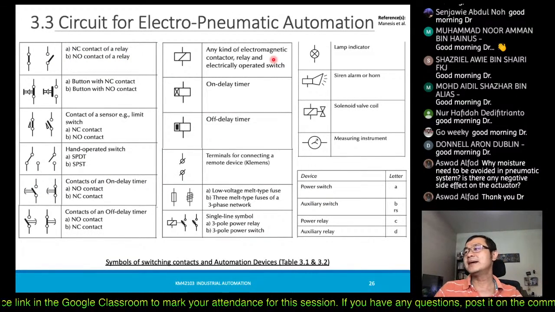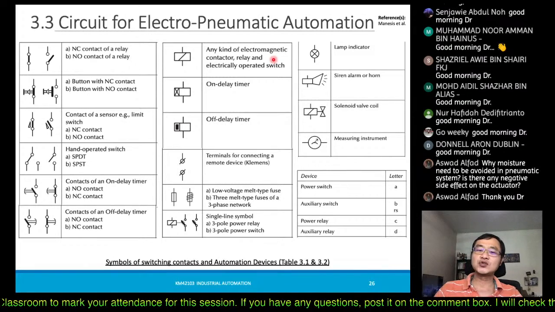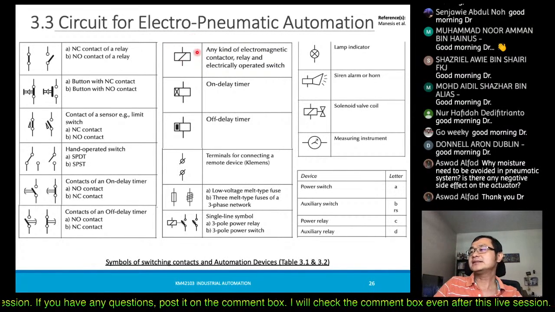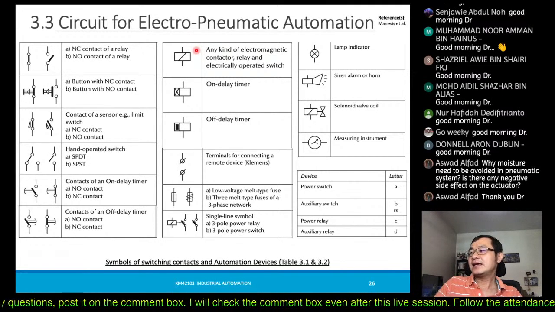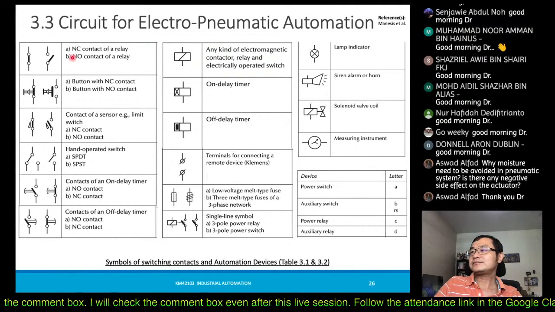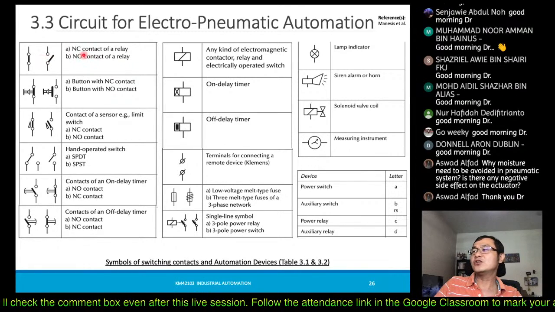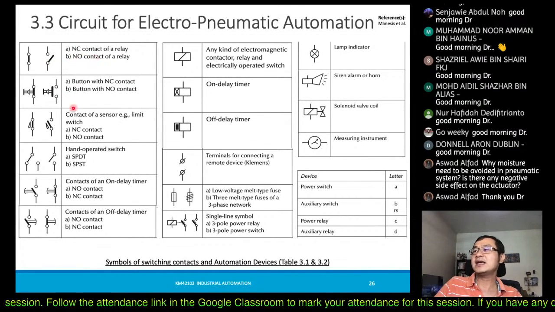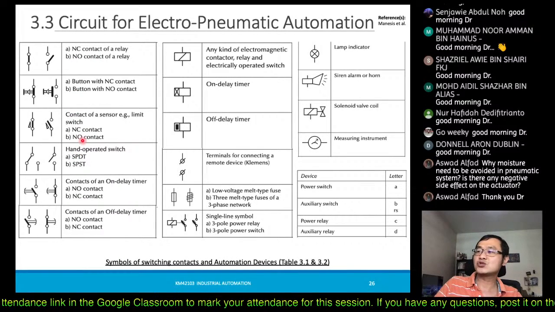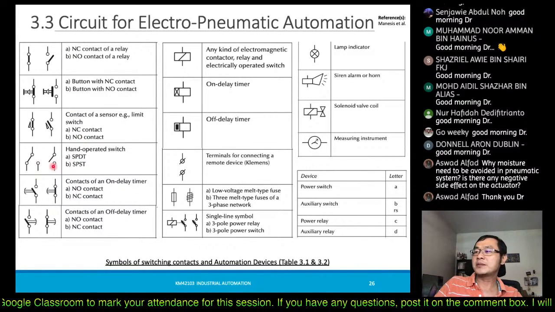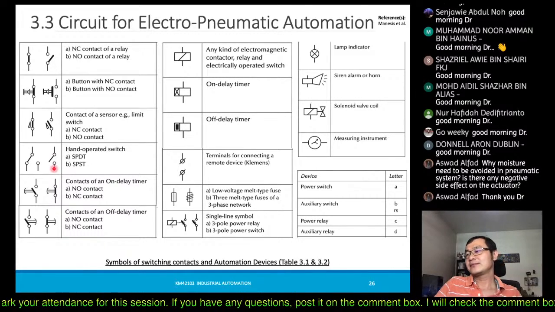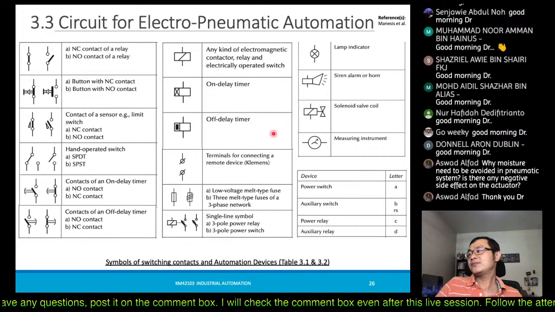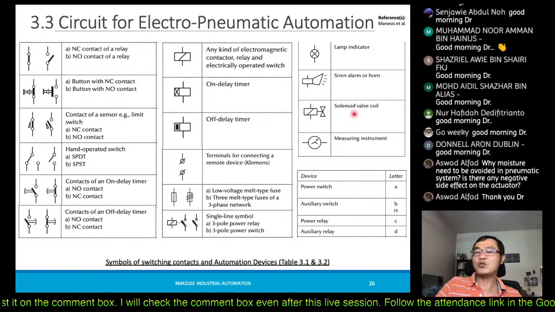These are the common symbols of switching contacts. As you can see, these are the contactors, and these are the positions of normally open or normally closed. It can be a contact relay, a button, a limit switch, or you may want something like an SPDT and so on for switching. Then you also have the solenoid valve control type.